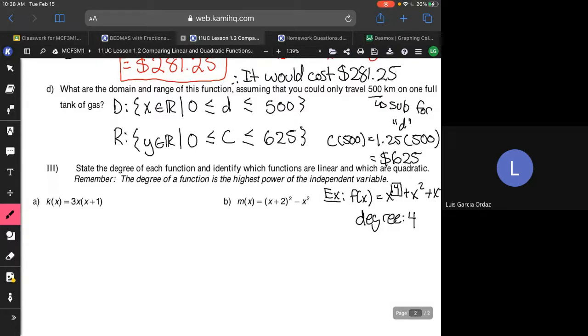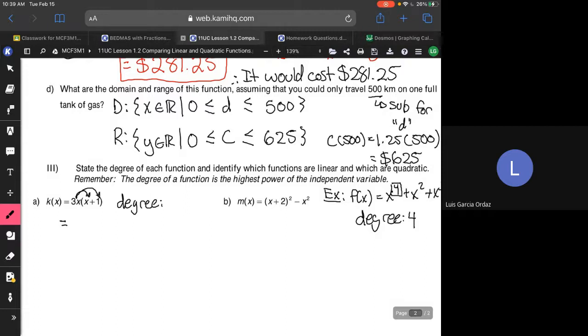So for A, I have k of x is equal to 3x times x plus 1. Can you tell me the degree right away, or do I have to do something first? Distribute. Right. So this is from grade 9, distributive property.